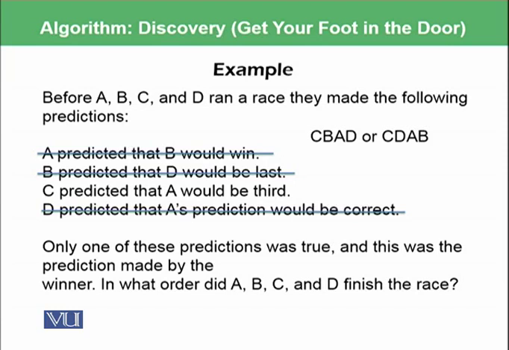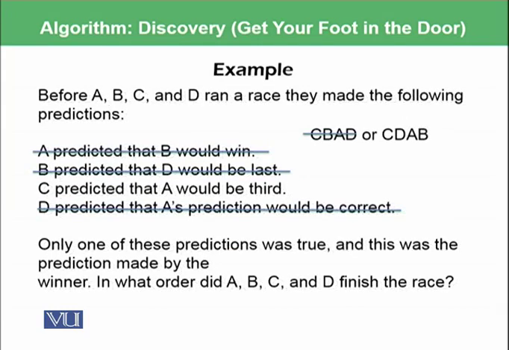Here we again need to refer to the problem, which says B predicted that D would be last, the second statement. As this was a false statement that we rejected previously, the first option, that D is last, can be ruled out. So the correct order is C, D, A, B. C finished first, then D second, A third, and B last in the race.